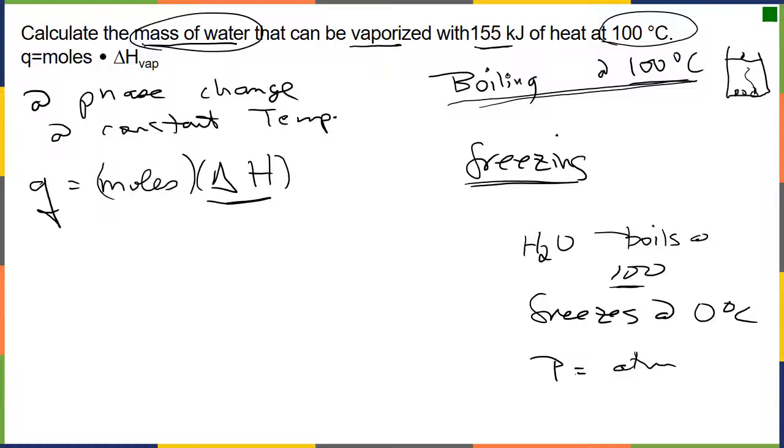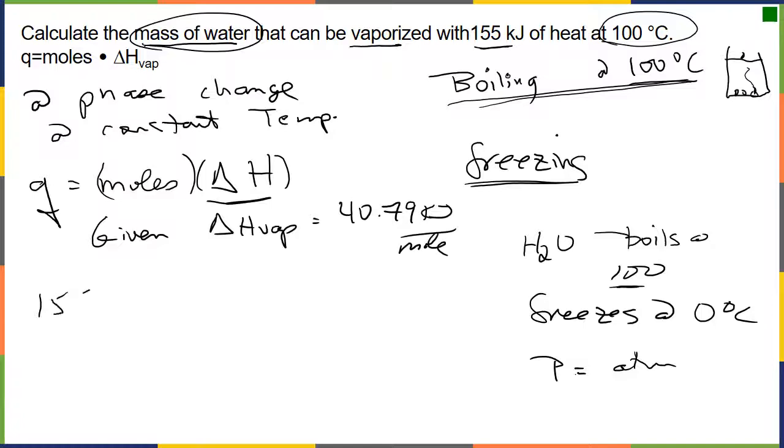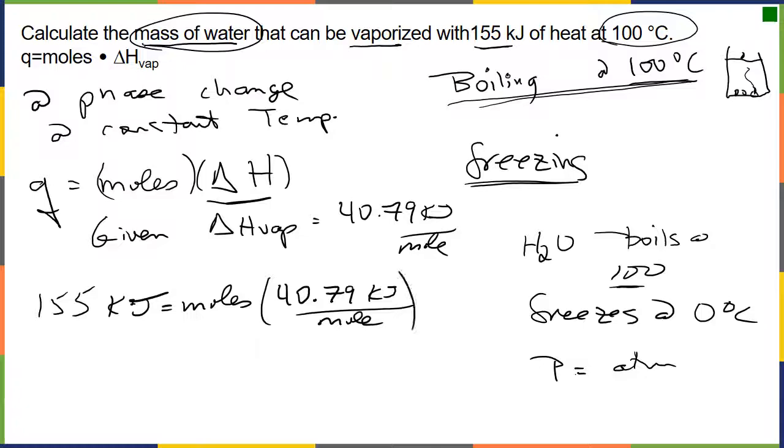So we need this value. Well, we can look this up, but we can be given that the delta H of vaporization for water at this temperature is 40.79 kilojoules per mole, and we can plug this in. 155 kilojoules is going to equal moles multiplied by the 40.79 kilojoules per mole, and we can solve for moles.